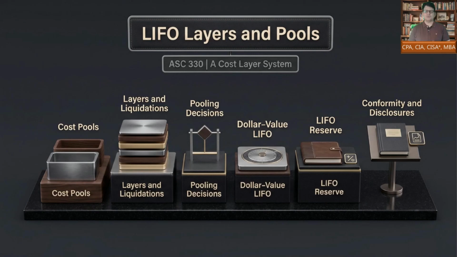In the previous video, we learned the basic cost flow methods under ASC 330. Now we are going deeper into LIFO, which means last in, first out. At the surface, LIFO sounds simple. Newest costs go to cost of goods sold first. But in real reporting, LIFO is not just one formula. It is a cost layer system with layers, liquidations, pools, dollar value calculations, reserves, tax conformity, disclosures, and controls. So today our goal is not just to calculate LIFO, but to understand how LIFO behaves over time.